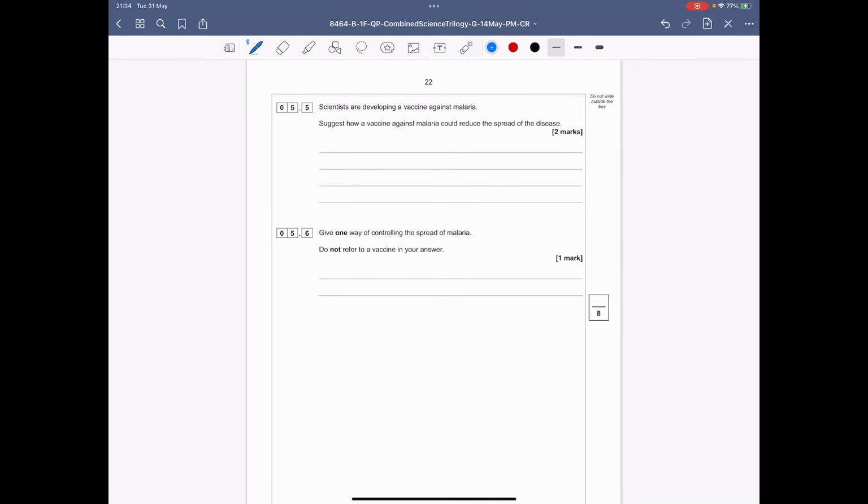Scientists are now developing a vaccine against malaria. Suggest how a vaccine against malaria could reduce the spread of the disease. Well, a bit like with COVID, if we're all vaccinated against it, it makes people immune. So people being vaccinated are immune, so they do not develop the disease. So therefore fewer people are then infected as the disease is passed on.